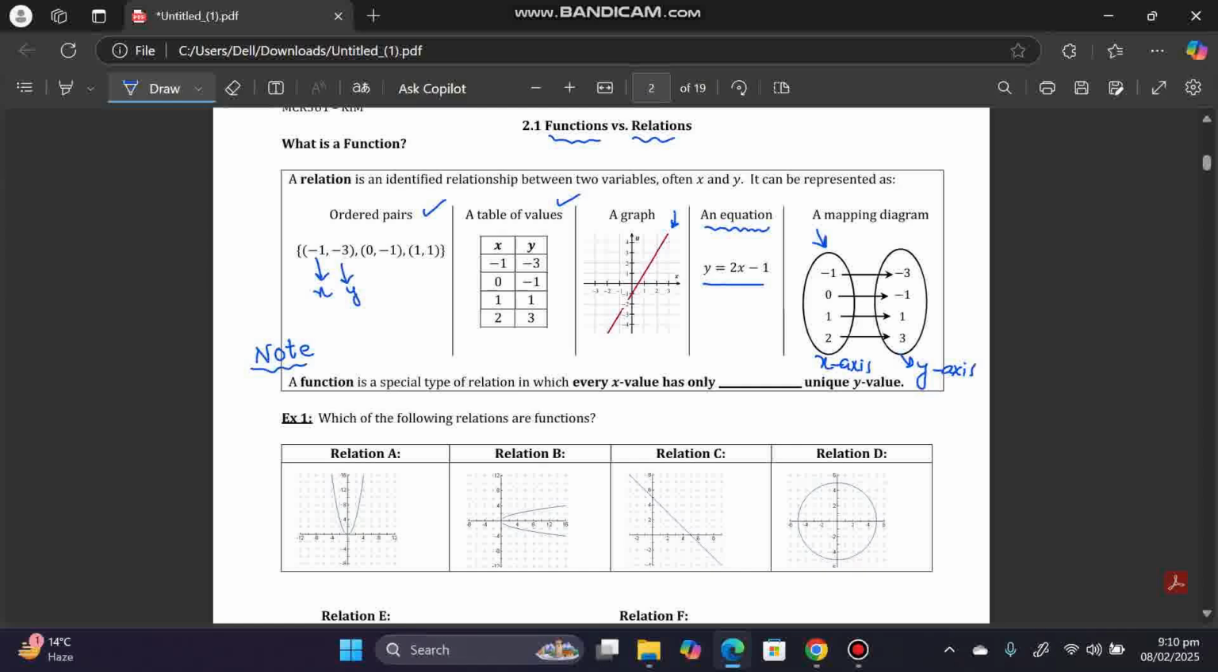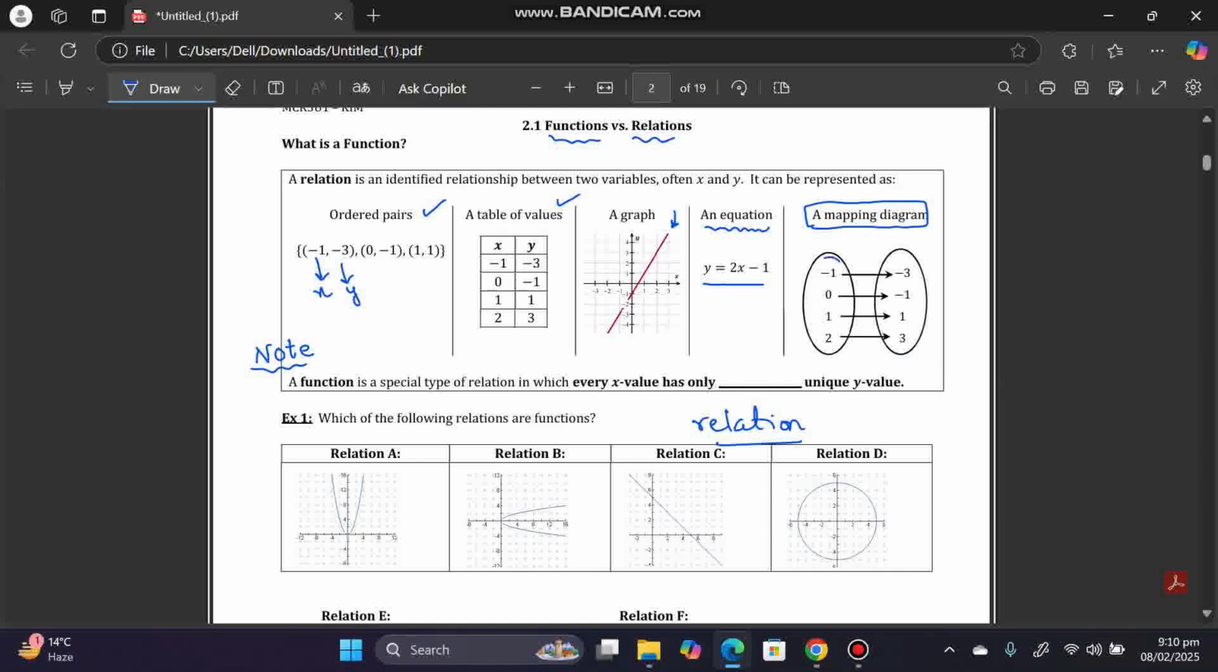The function is a special kind of relation in which every x value has only a unique y value. If we don't have a unique y value, then we say it's not a function, it's just a relation. For example, here you can see this diagram, a mapping diagram of x values and y values.